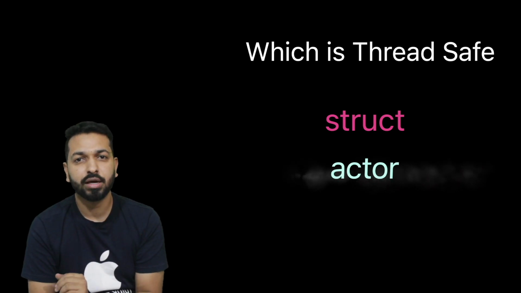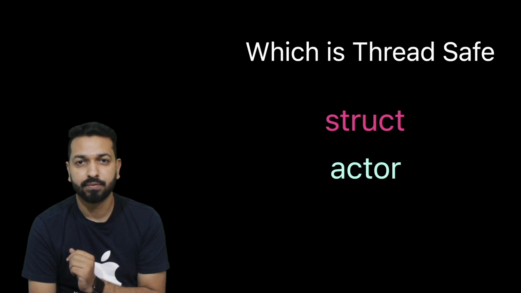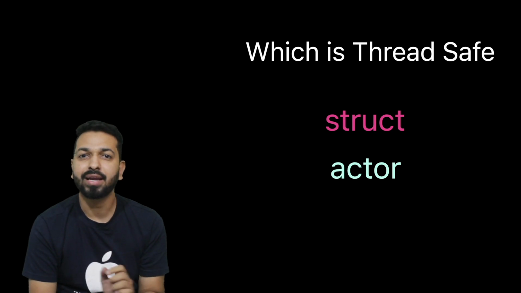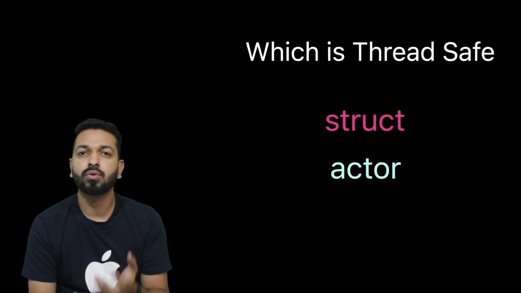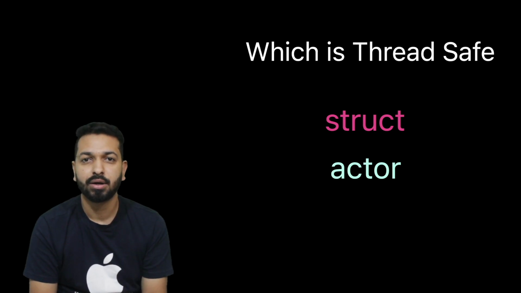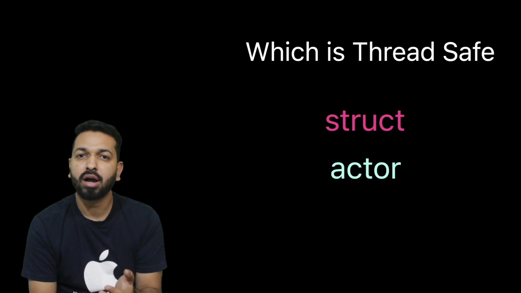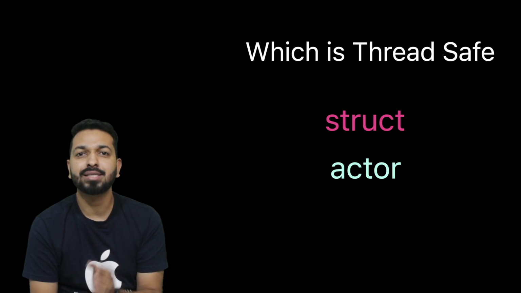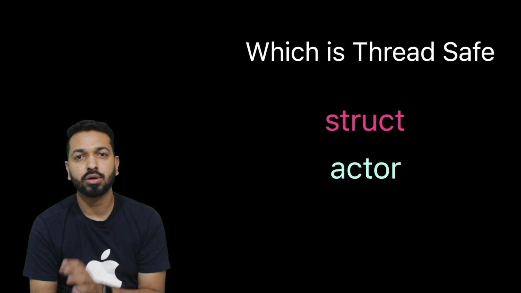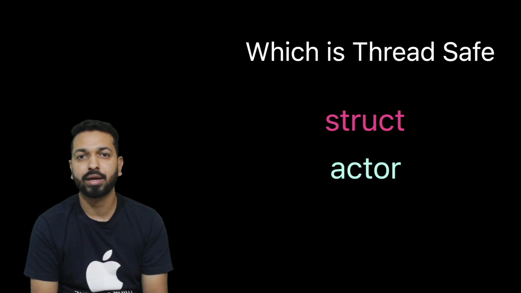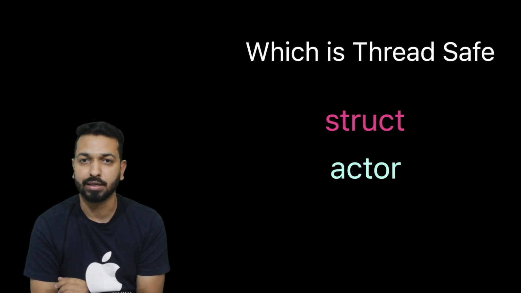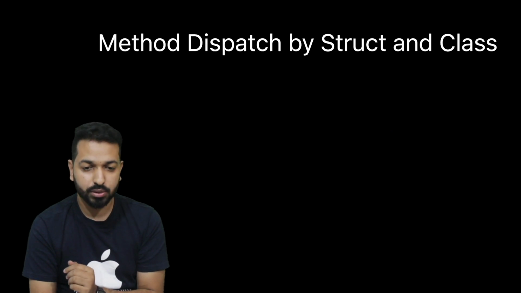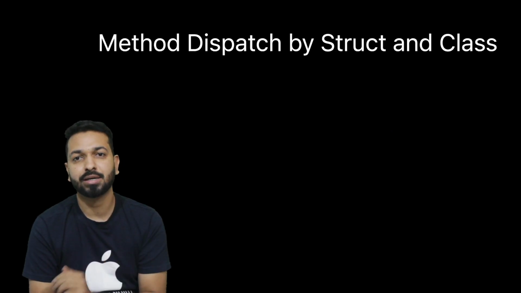And apart from struct, actors are also thread safe. Though actors are reference types, yet they are thread safe. Because that is the whole purpose of actors, to handle concurrency related issues. And this is done by keeping track of mutable and non-mutable properties in an actor. For more details on this, I will again point to the same video of mine that I did on handling concurrency using actors. Let's move on to the next question, that is method dispatch in struct and class.